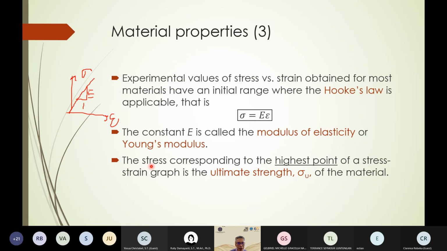Well, the stress corresponding to the highest point in the stress strain graph is called the ultimate strength. This is called the strength of the material, right? Usually we refer to the ultimate strength. Okay.